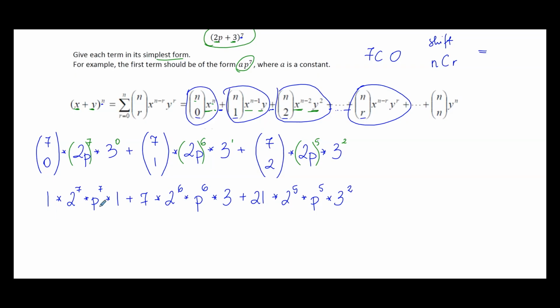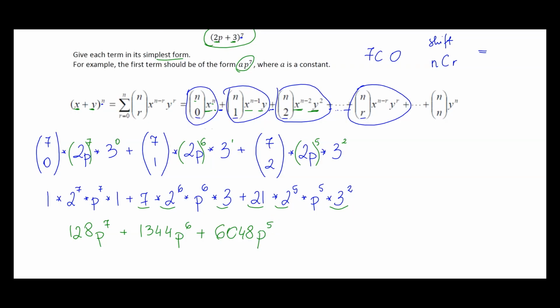So in this case, we know multiplication by 1 won't change anything. We can just put 2 to the power of 7 in our calculator, and we're going to get 128. And let's not forget about that p to the power of 7. Plus, and again, what we put in our calculator, 7 multiplied by 2 to the power of 6, multiplied by 3. And when we press equal, we're going to get 1344. And let's not forget about the p to the power of 6. Plus, and again, in our calculator, 21 multiplied by 2 to the power of 5, multiplied by 3 to the power of 2. And again, when we press equal, we get 6048. And let's not forget about the p to the power of 5.